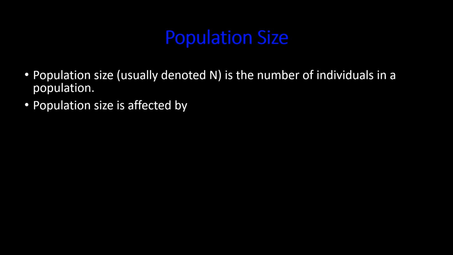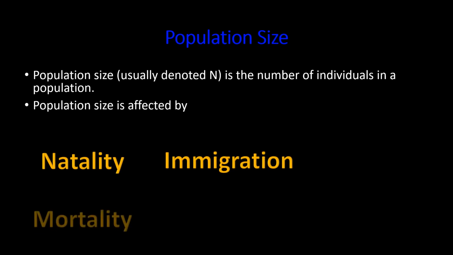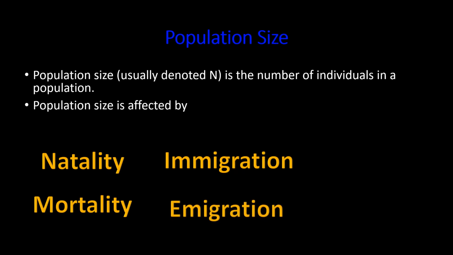Population size is the number of individuals in a population. Population size is affected by natality, immigration, mortality, and emigration. Natality and immigration increase population size, while mortality and emigration decrease population size.